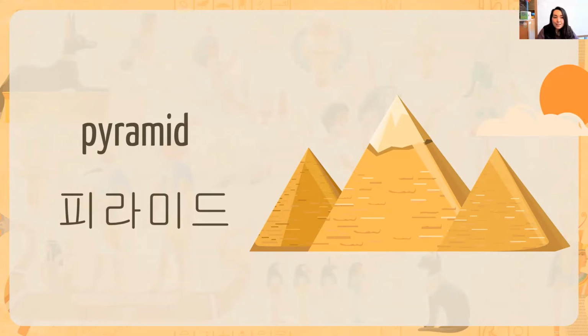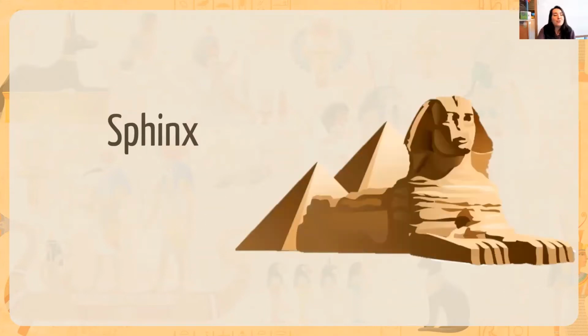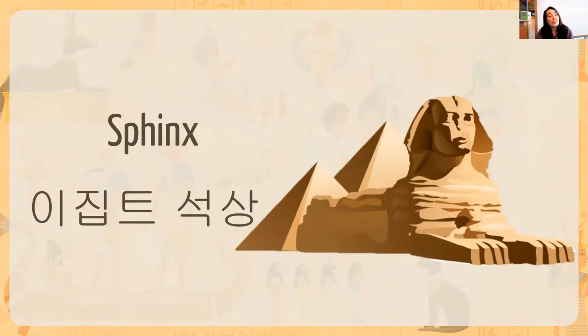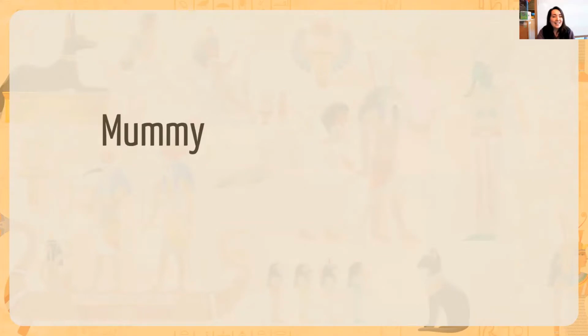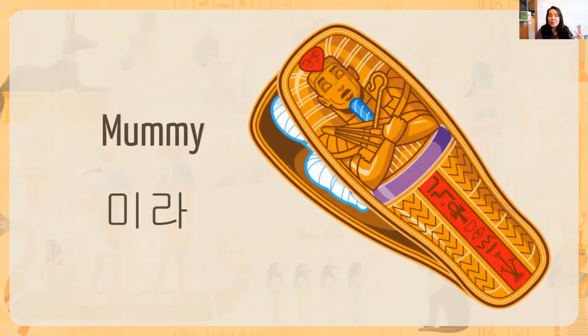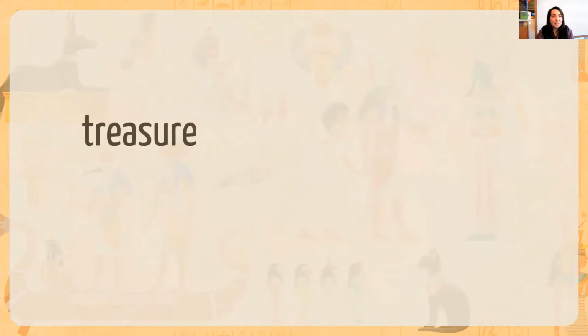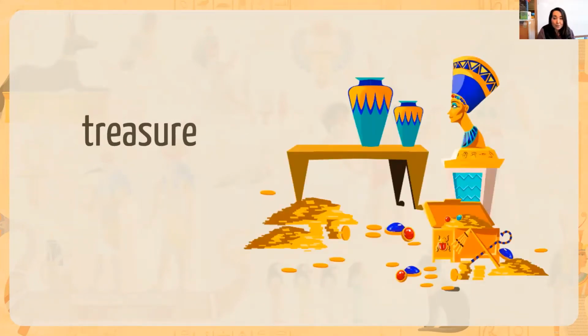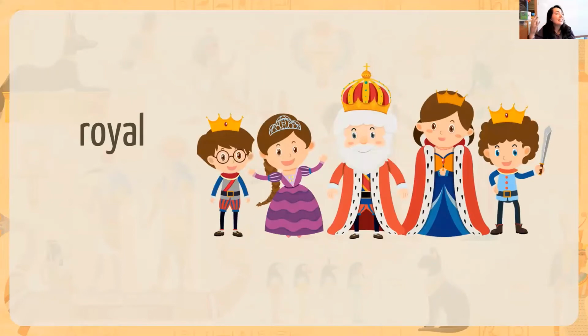Pyramids. Next we have the Sphinx, the statue we looked at earlier. Remember, it looks like a, what animal? A lion, very good. And the mummies, Egypt is very famous for all of the mummies. And let's look at the treasure, beautiful golden treasure. Remember, we are still matching. Do not be distracted. Royal, so royalty, kings, queens, princesses, princes. These people are royal.